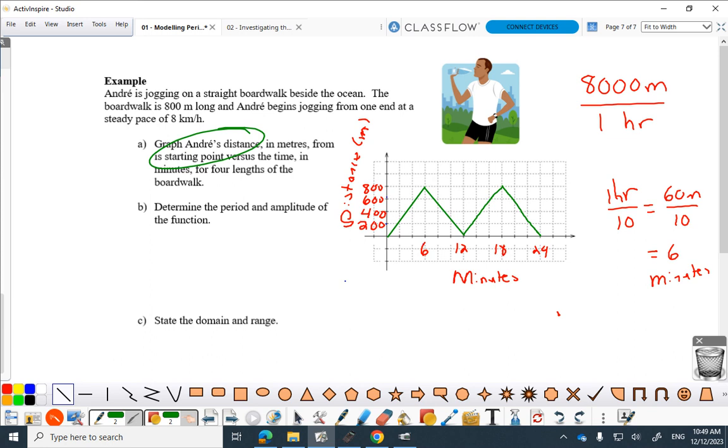Determine the period and the amplitude. Period. How long does it take him to get back to his starting point? 12 minutes. Amplitude is half the height.